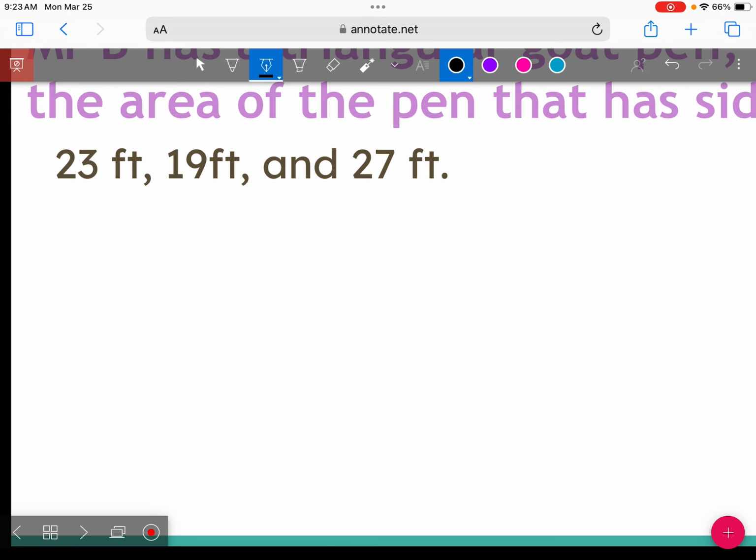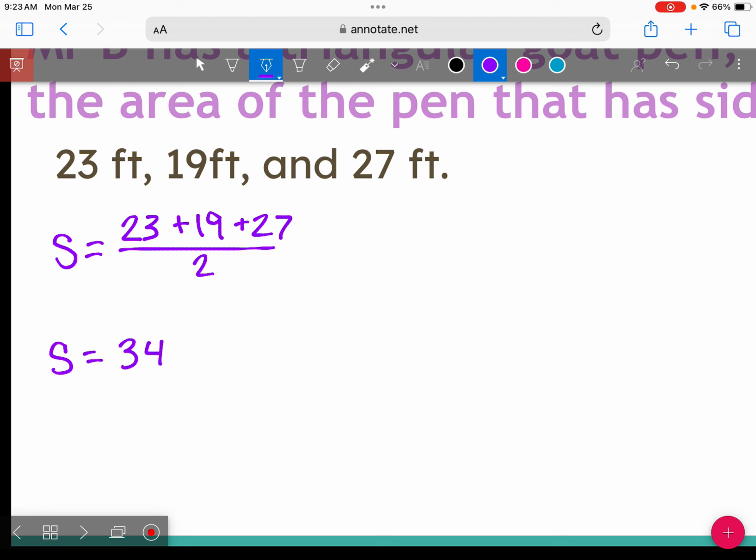All right. So the first thing we're going to start with is finding our semi-perimeter. So our semi-perimeter, we add up all of our sides. We're going to have our 23, 19, and 27, and then we divide them all by 2. 34 and a half. So our semi-perimeter is a decimal, and that's okay. 34.5.